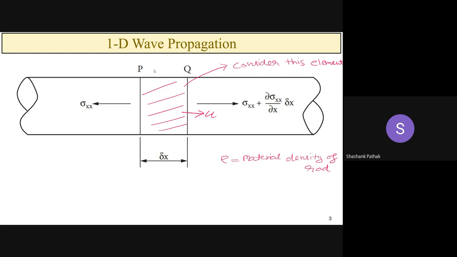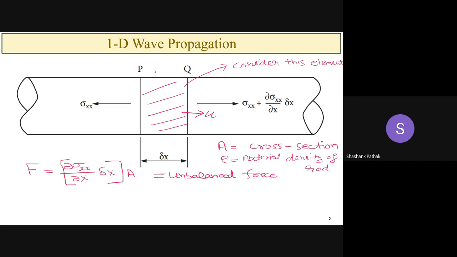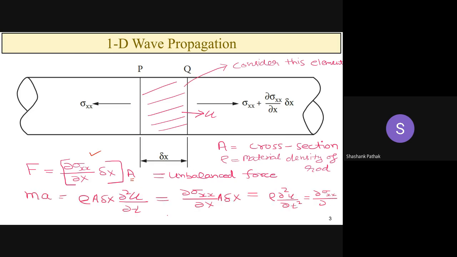And if we write the equation of equilibrium, we can see the unbalanced force is very simple to calculate, which is this. A is the cross-section area. This particular unbalanced force will help you in writing the equation of dynamics, the equation of motion of this particular system. For example, mass into acceleration equals this unbalanced force, which is A delta x del square u by del t square, because mass is rho into A into delta x.